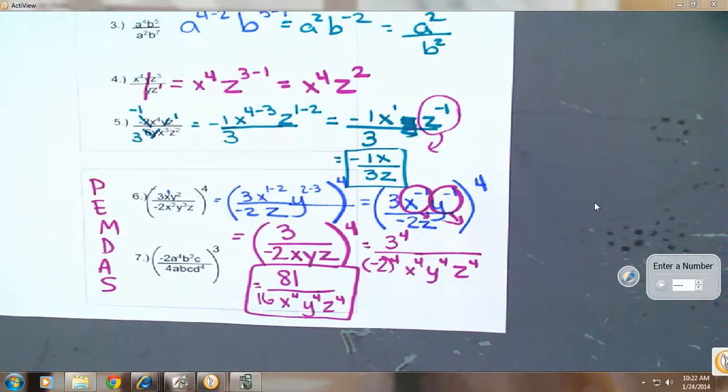Is it a negative exponent? Is negative 2 an exponent? No, so it would be. Did you do this one? That's what I asked you, if you did that one.